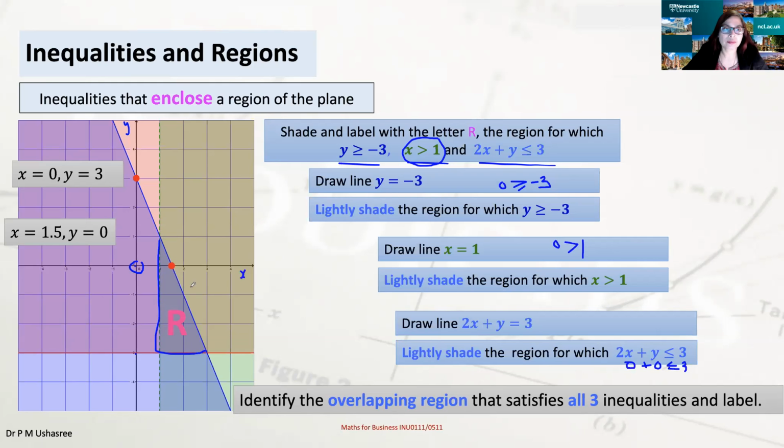Okay, that region that satisfies all three inequalities, and then clearly label it. Please use a sharp pencil and a ruler, and draw it clearly and neatly. Okay.